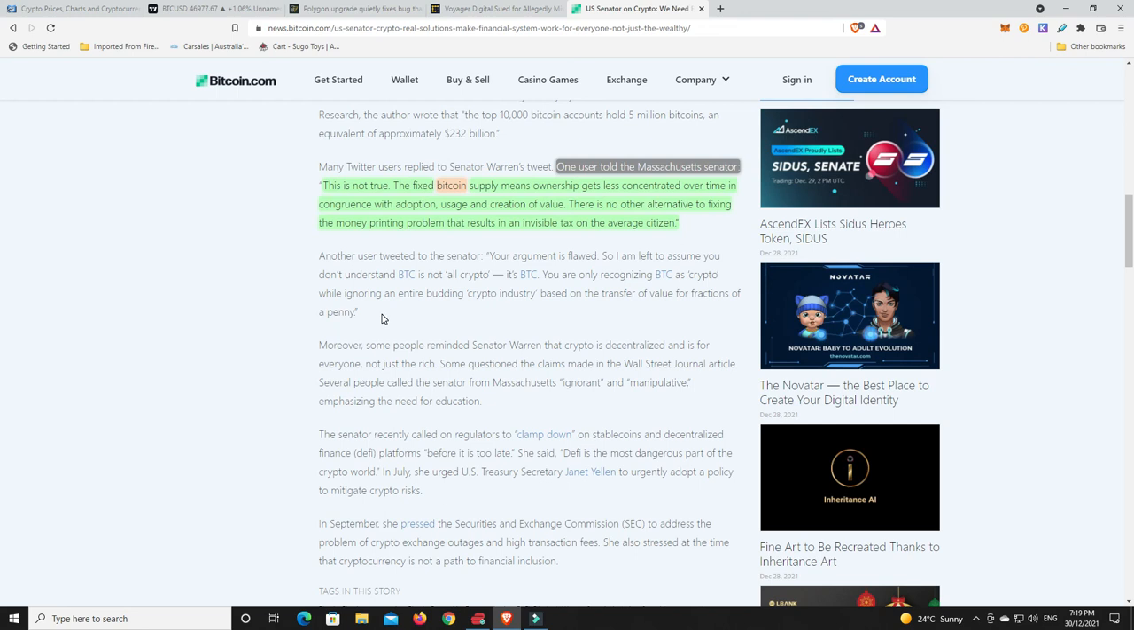But with the dollar, they just keep printing so much, and the money goes to the top end of town first before it goes to the rest of us. They won't be able to do that with cryptocurrencies. At least that's my thought.